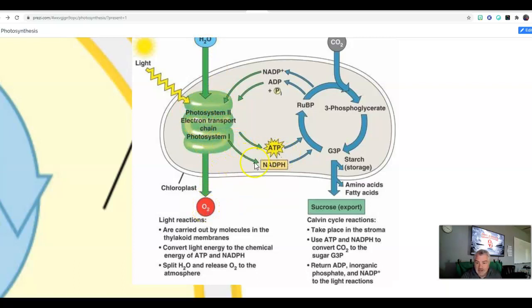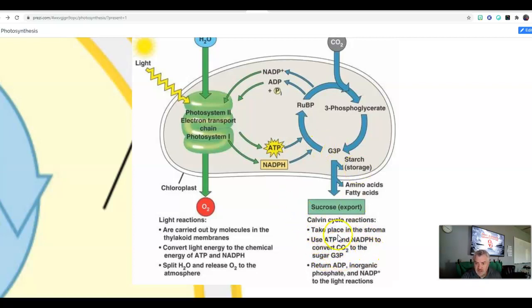The ATP and NADPH generated by the light reaction is going to enter the Calvin cycle and power the production of glucose. Now, CO2 is going to be added to RuBP, forming this G3P molecule. And again, a couple of those G3Ps will form a glucose. A couple of other things here. Remember, it takes place in the stroma of the chloroplast. It uses ATP and NADPH to convert CO2 to G3P.